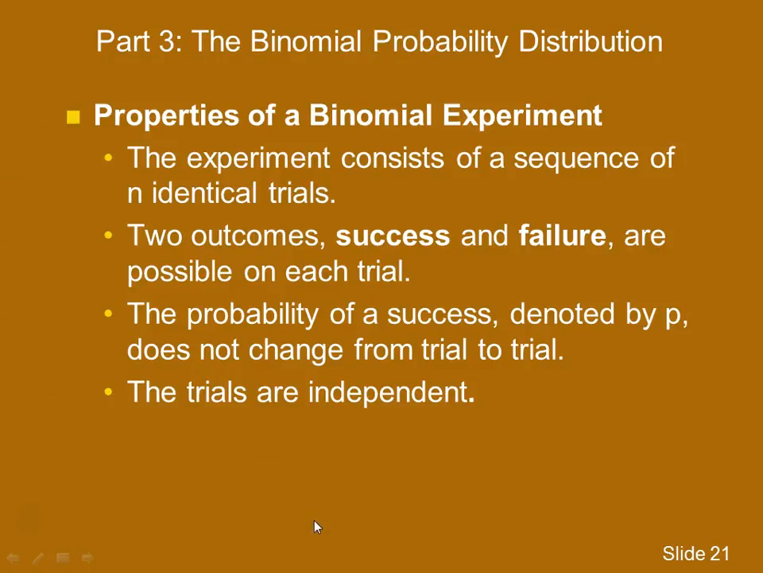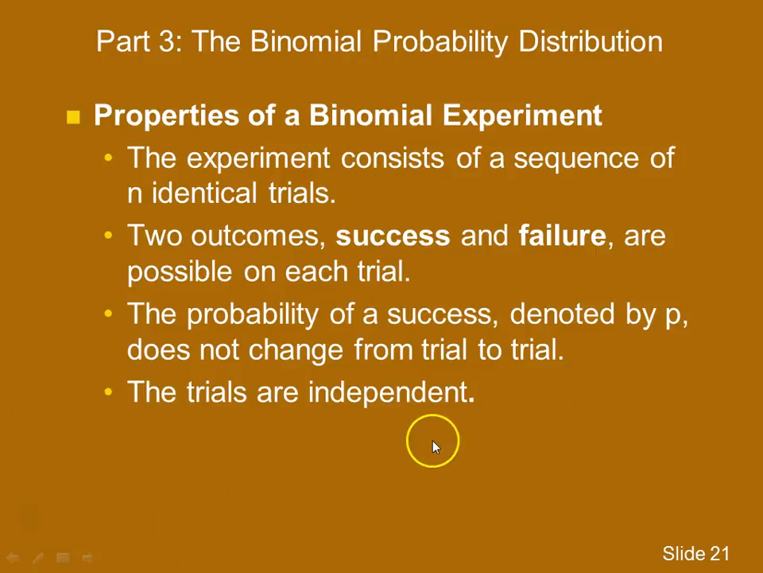Let's first talk about the properties of a binomial. The experiment consists of a sequence of n identical trials. And of course, it gets its name binomial from the idea that there are only two outcomes of interest on each trial of the experiment. Let's call them success and failure. It's arbitrary which one we call success and which one we call failure, but just keep it consistent throughout the problem. We're going to let P be the probability of a success. And of course, if P is the probability of a success, then 1 minus P will be the probability of a failure, which we'll have on the next slide, actually.